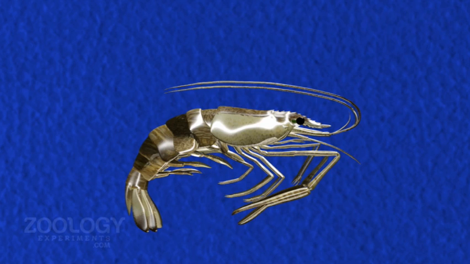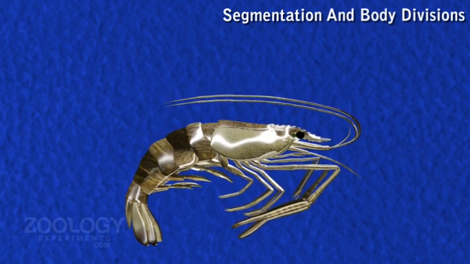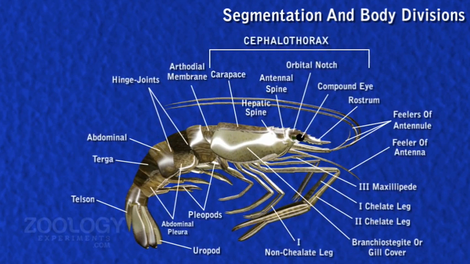Segmentation. Adult prawn is clearly divided into 19 segments, also called somites. The segments are arranged into two main regions, cephalothorax and abdomen.